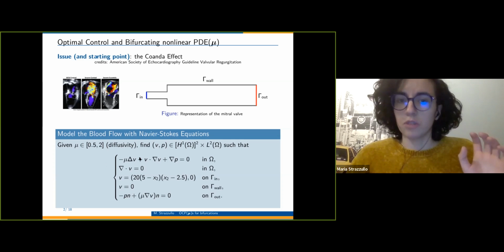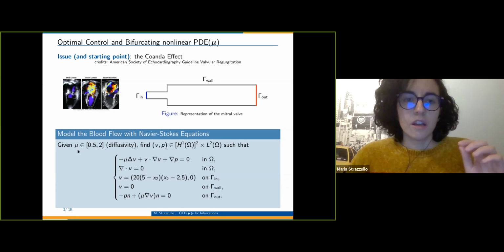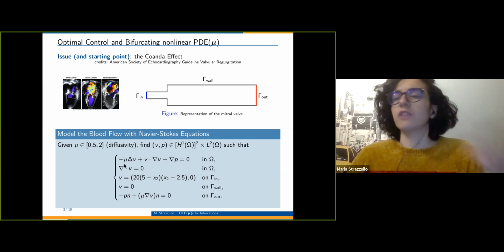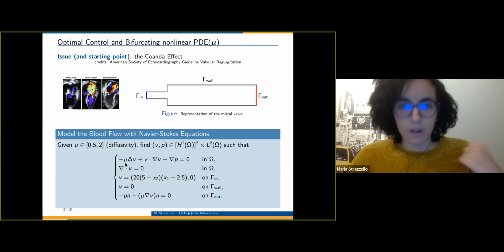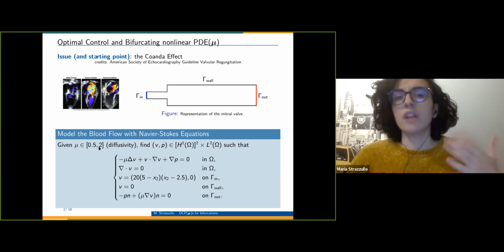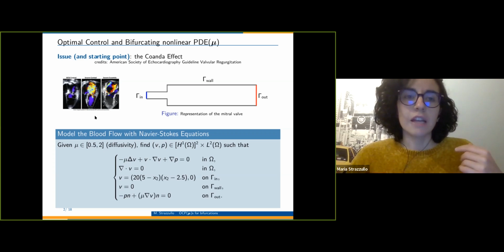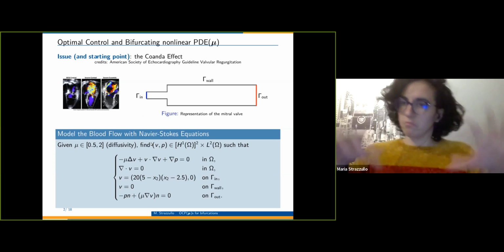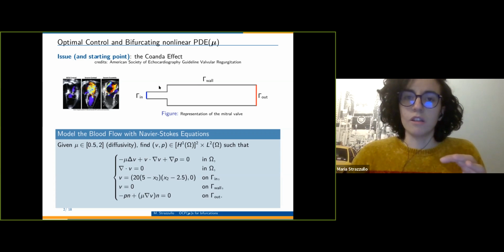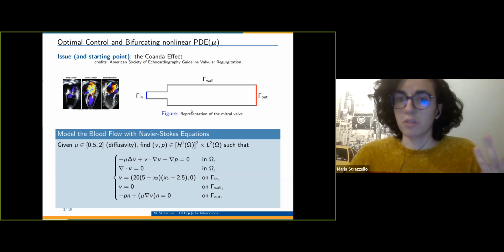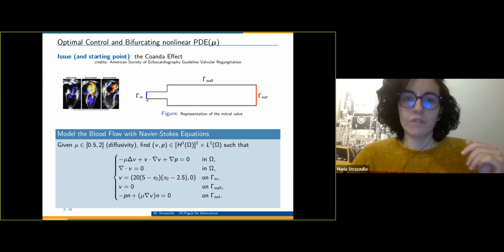The steady Navier-Stokes equations, as you can see here, with a diffusivity parameter. If the parameter is small, the Reynolds number is higher, so the heart is pumping a lot, and something of this kind can happen, while if the parameter is high, the diffusivity is high, and you will have a Stokes-type flow like that. This phenomenon can be represented in this domain. This is a sudden expansion channel, a representation of the mitral valve.